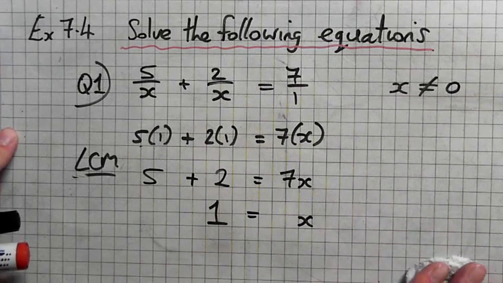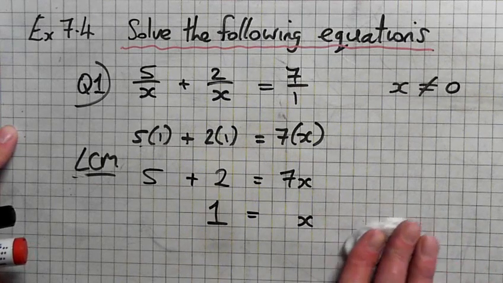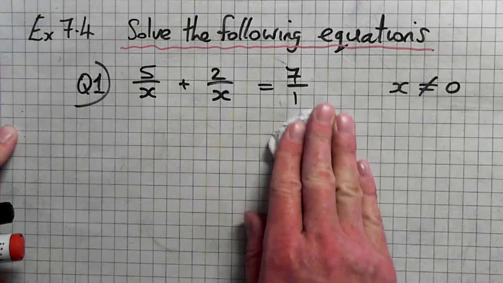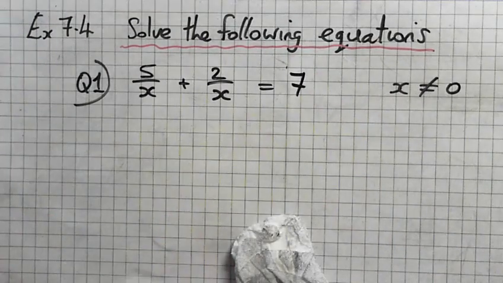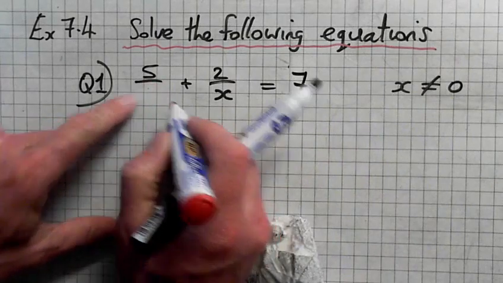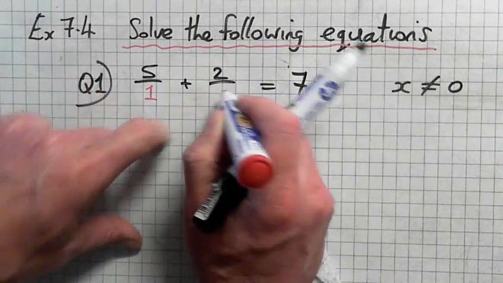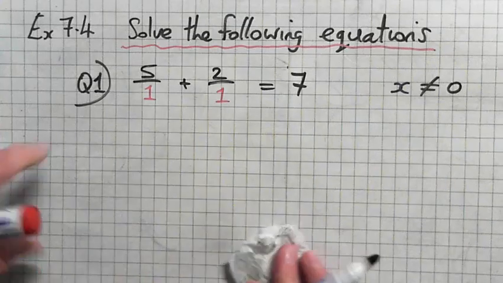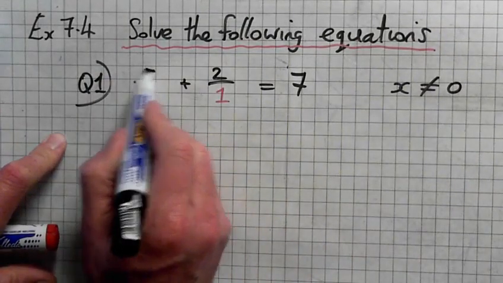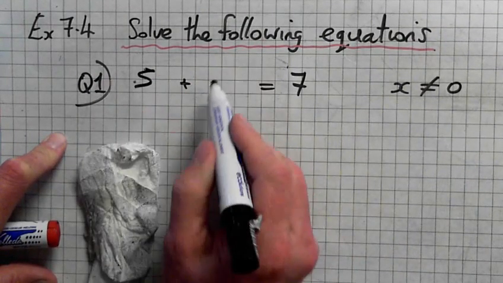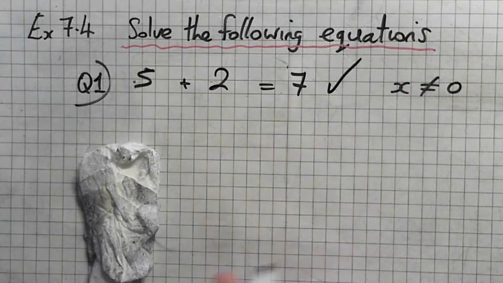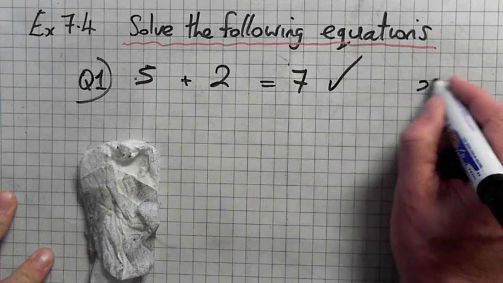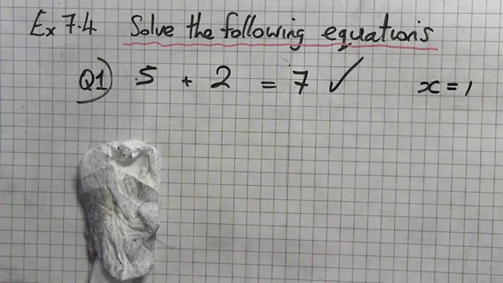What you do is you test it like we did in the beginning. You test to see if your answer is correct. How do you test it? By replacing x with 1. So 5 over 1 is 5. 2 over 1 is 2. Is that correct? Yes, it is. So x is equal to 1. X is not equal to 0, x is equal to 1.